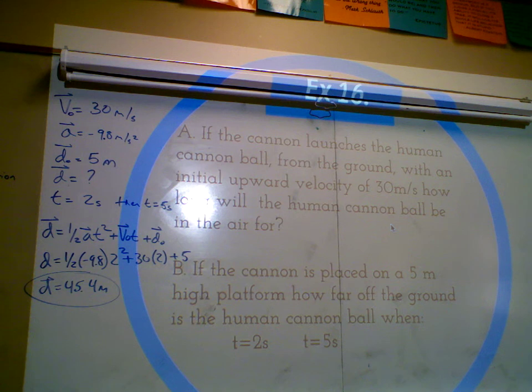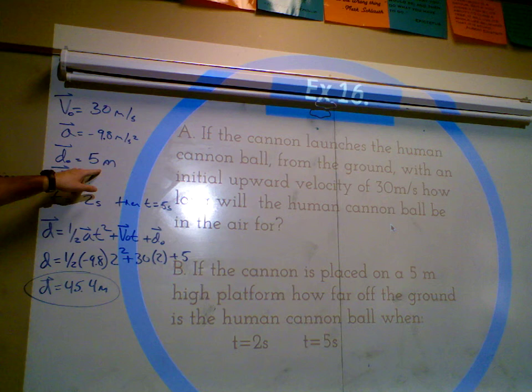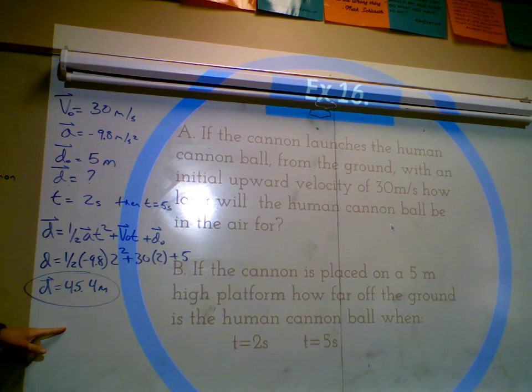The reason it's off the ground is because we said our initial position was 5. Okay? If we didn't have this initial position of 5, then our answer would be 40.4, and that's how high we'd be above the platform.